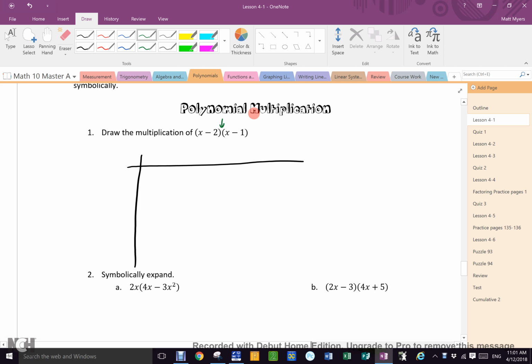The first factor is x minus 2. We draw an x with a bar and we leave it unshaded. Minus 2, we shade. Yeah? And on this side we have x minus 1. Right? Now all we do is multiply them.